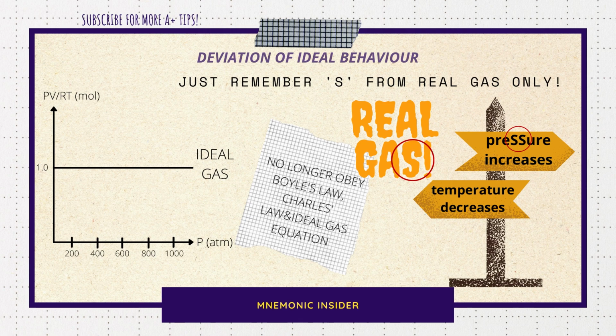So we take the S from gas. So we know that S stands for pressure. When the pressure increases, the temperature decreases. So real gas no longer obeys Boyle's law, Charles' law, and the ideal gas equation.